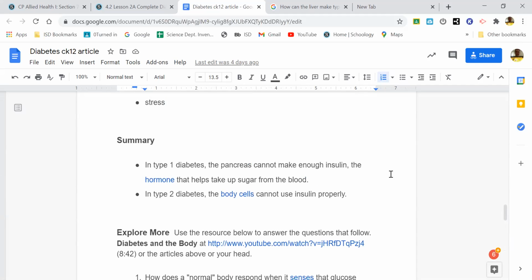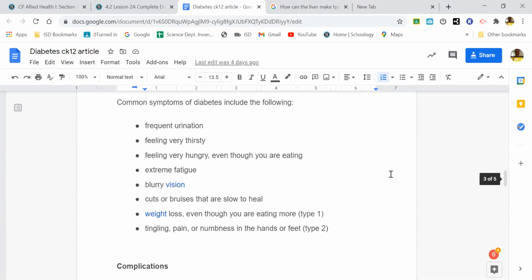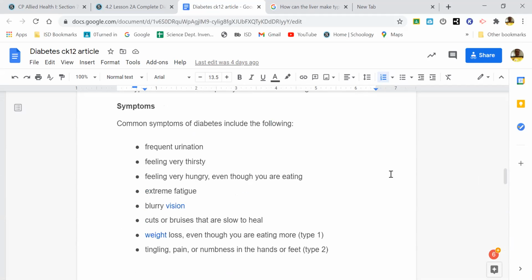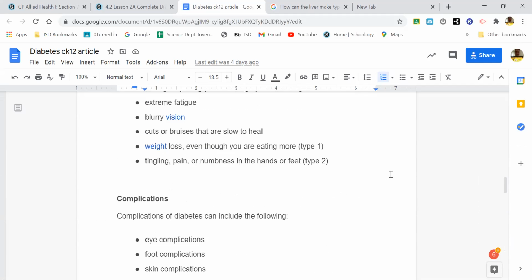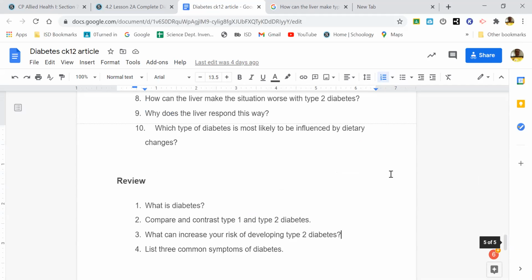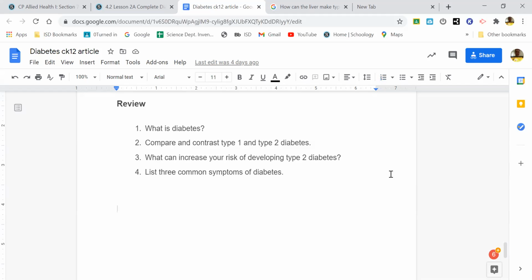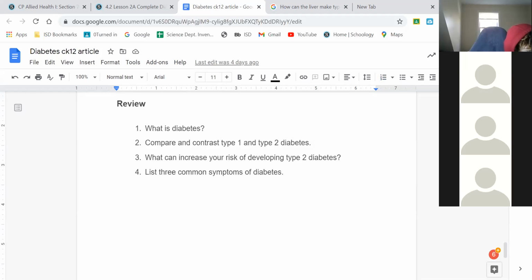And so the common symptoms, again, are frequent urination, feeling very thirsty, and feeling hungry even though you're eating, because your body's cells aren't getting the carbohydrates they need, because the body either does not have enough insulin or is insulin resistant. And that was the assignment for tomorrow.